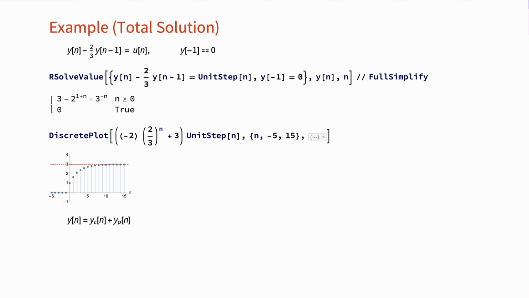The total solution is the sum of the homogeneous and the particular solution, which we have found previously. The constant C1 is found by letting this solution satisfy the initial condition. Solving for the constant C1, we get C1 is equal to -2. Therefore, the total solution can be expressed as shown here.